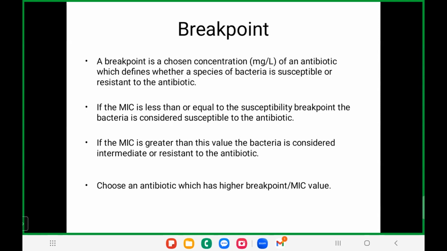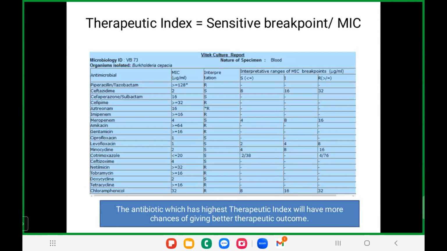So you need to choose an antibiotic based on therapeutic index. Therapeutic index is nothing but the sensitive breakpoint by MIC. You can see here that adjacent to the antibiotic column, you have an MIC value. That is the MIC you got from your microbiologist based on the organism isolated. So they do the testing and they got it, and they will compare it with the ranges given by the international standards. It's called the interpreted ranges of MIC breakpoints.